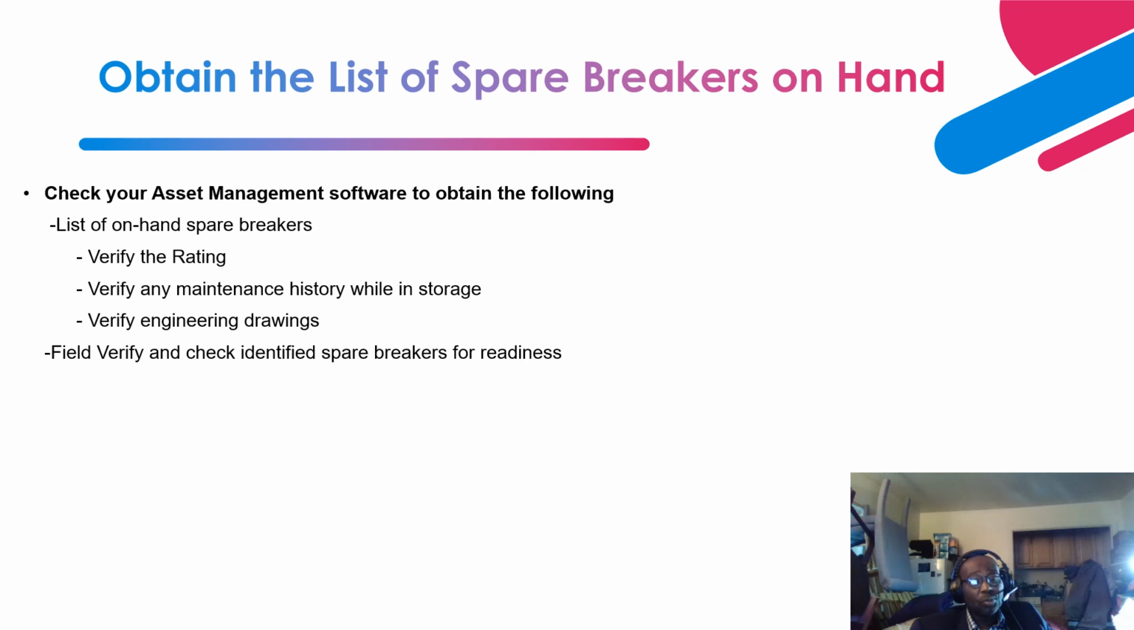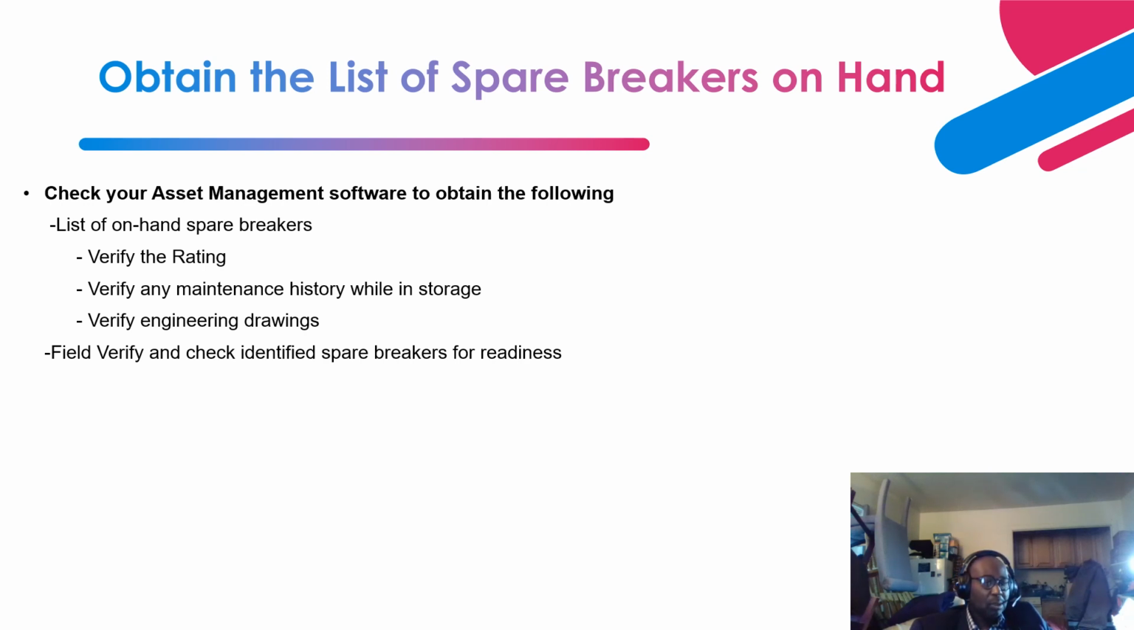So you want to check the maintenance history, make sure that the breaker inspection and testing results are good. Then you also want to verify it has vendor engineering drawings and a vendor instruction and operation manual. Then, like I indicated, after getting all this information, the list, and verifying everything in the field, you also want to check its readiness, right?